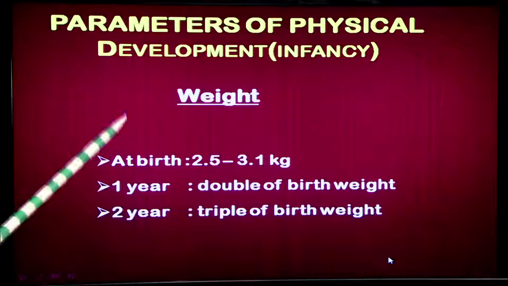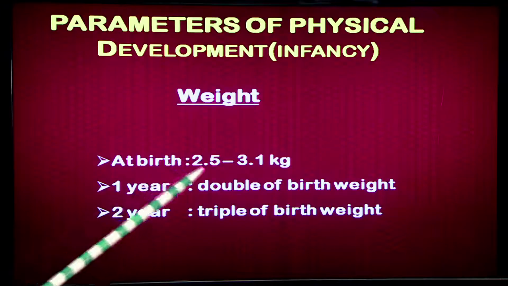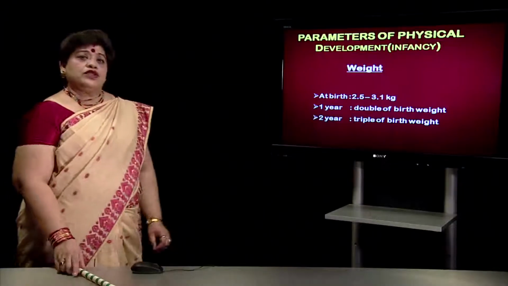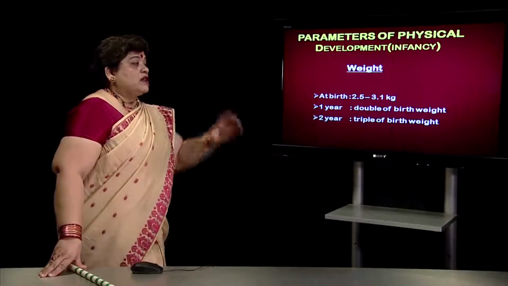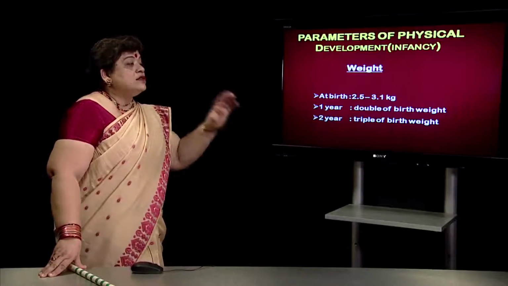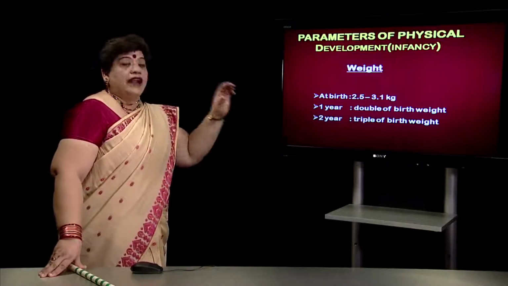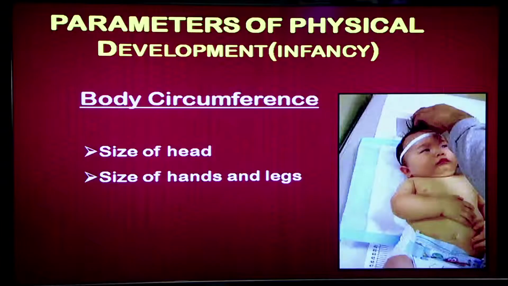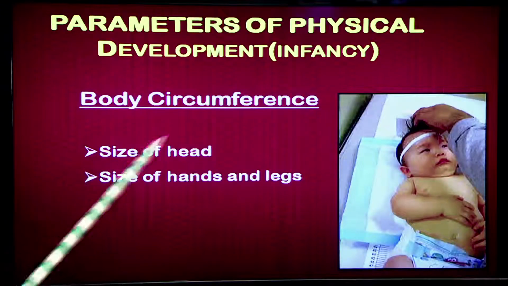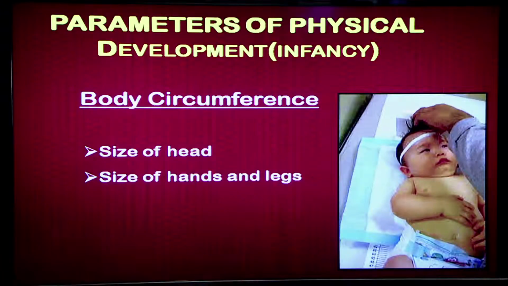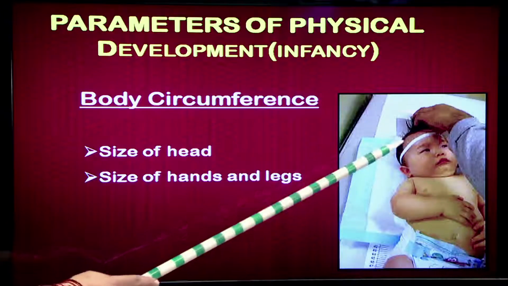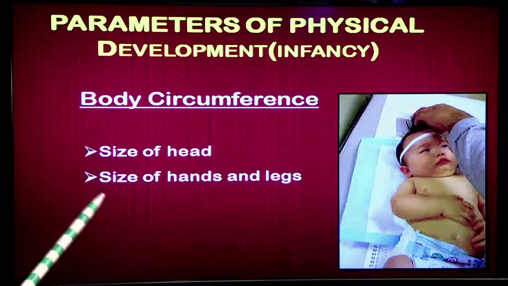Similarly, the weight of the child. At birth, the weight of the child is 2.5 to 3.1 kg. It is very important for us to know these parameters. Why? Because we can find if the child is not gaining weight at the end of 1 year. Similarly, the body circumference and head size. You can see in the picture that whenever you take the baby for a checkup, the doctor is going to measure the circumference of the head, the size of the hands and legs. They must be in proportion and follow the basic standard format.